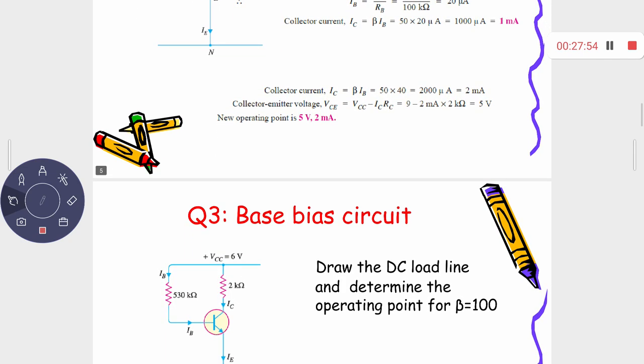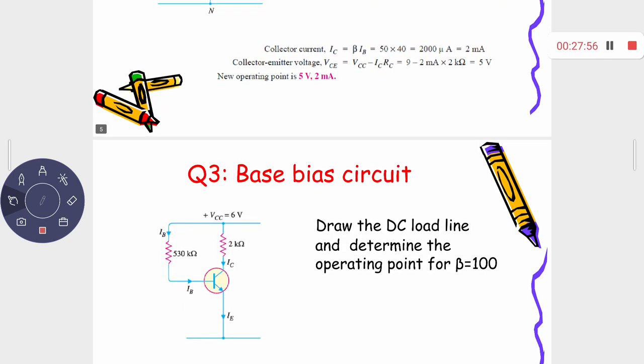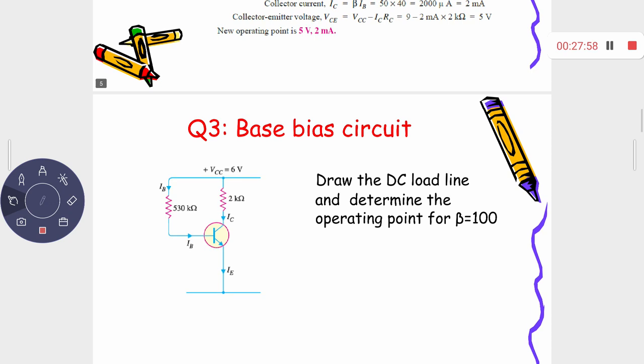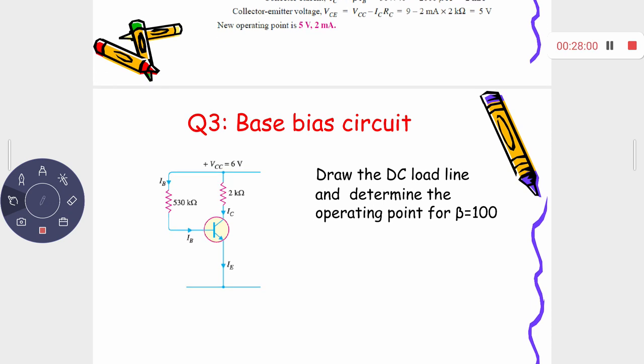Now, this time you have the same supply. Now, do it by yourself. Draw the DC load line and determine the operating point for beta equal to 100. Let's assume that it is 0.7 volt, maybe it's wrong. 0.7 volt drop, that's 6 volt. Sir, DC you have to find out.